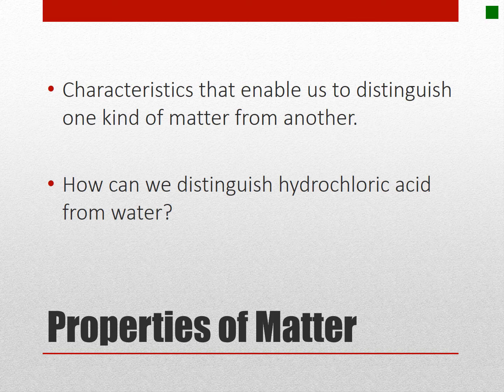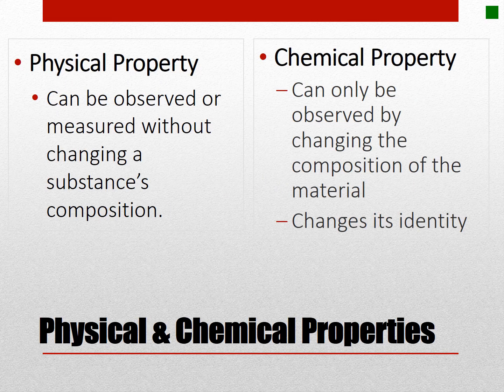So if I looked at a glass of hydrochloric acid and a glass of water, both are clear liquids, but what properties does hydrochloric acid have compared to water that water does not, or water has that hydrochloric acid does not? So one thing you can do is you can look at physical properties, or you could look at chemical properties. Physical properties can be observed or measured without changing the substance's composition. So it's a physical characteristic of it.